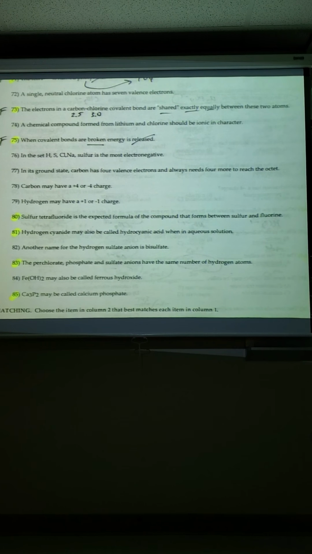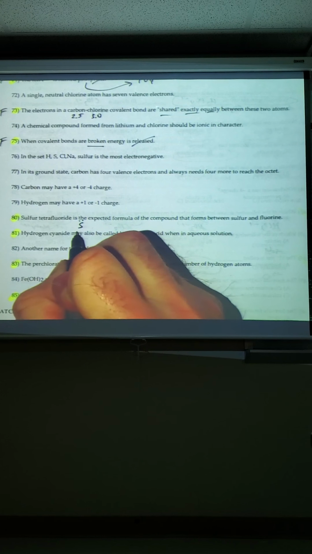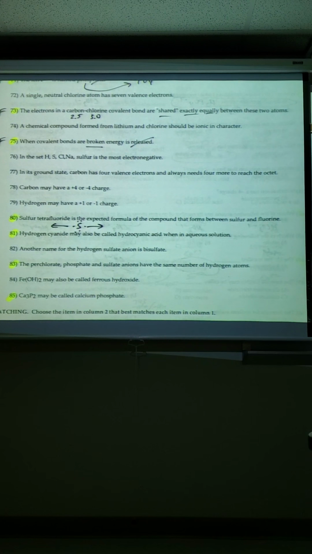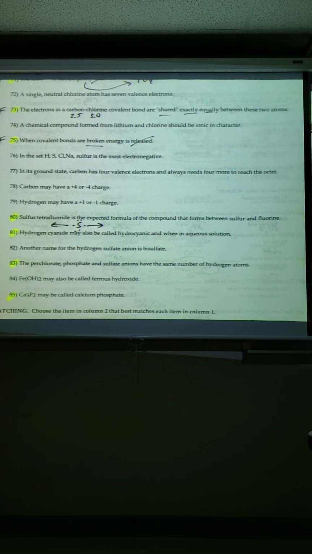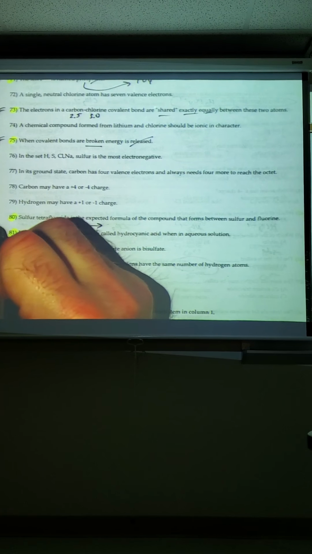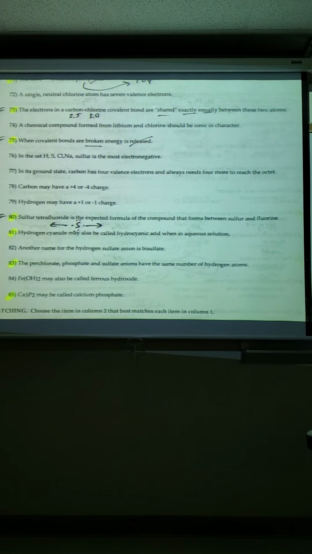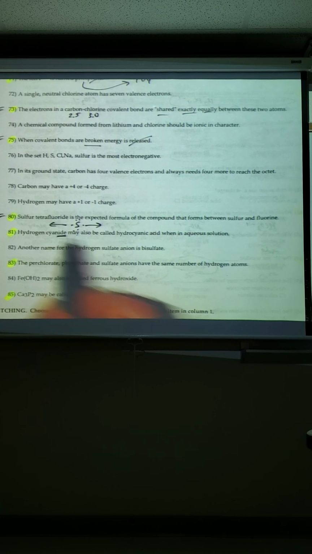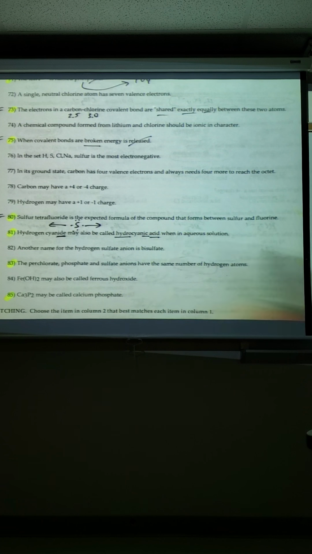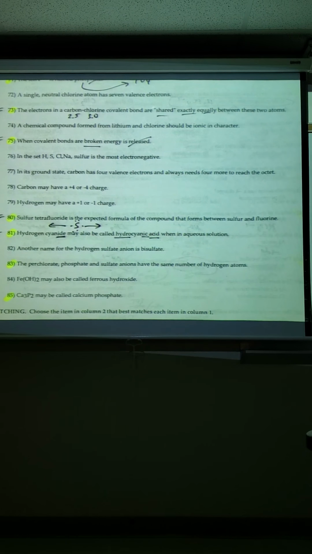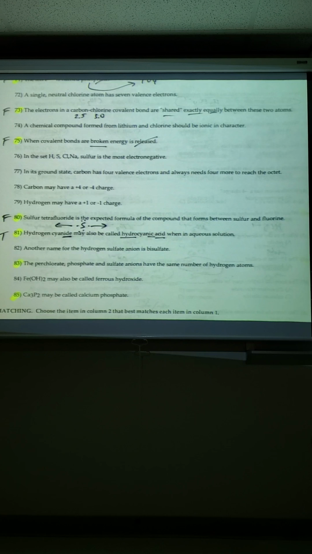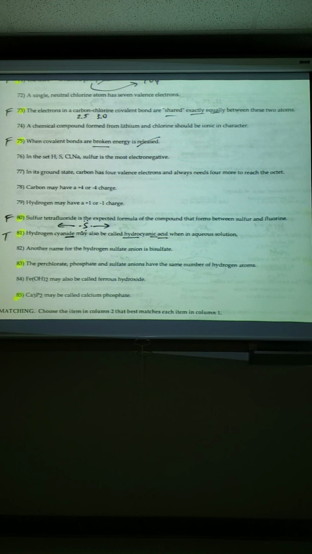Number 80 says sulfur tetrafluoride is expected. Well, sulfur has 6. So we'd only expect sulfur to share twice from those unpaired electrons, not 4 times. So yet again, another false. Hydrogen cyanide, IDE. IDE makes hydro-ic acid, so perfect. That one's true. IDEs do make hydro-ic acids, even for cyanide, which is actually ternary, not binary.